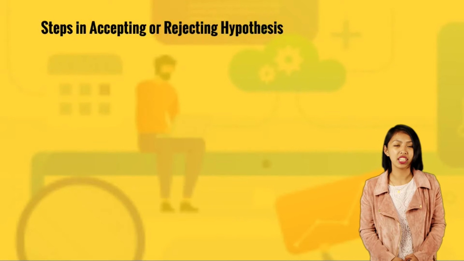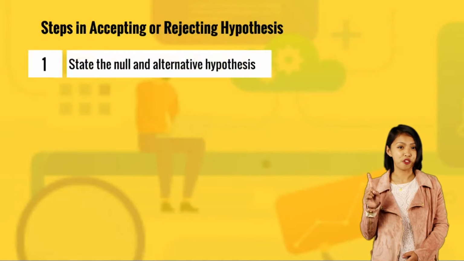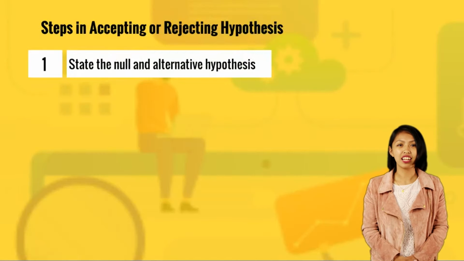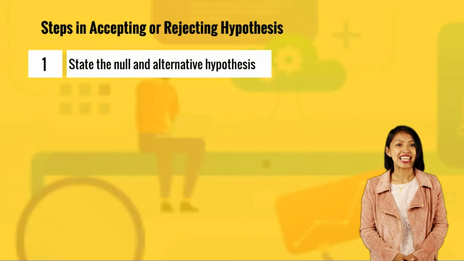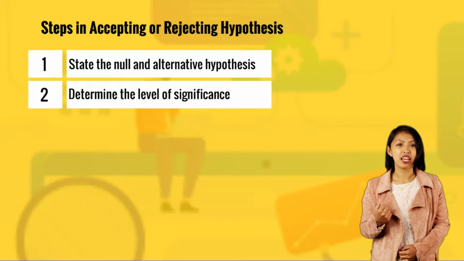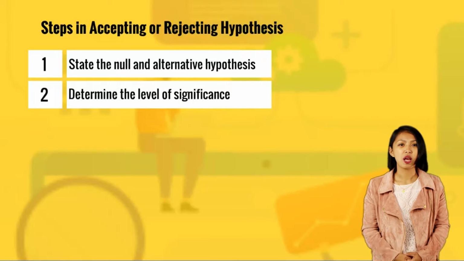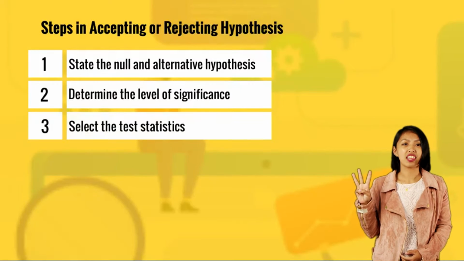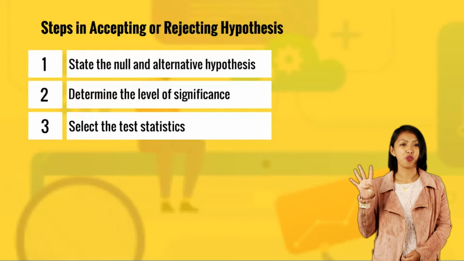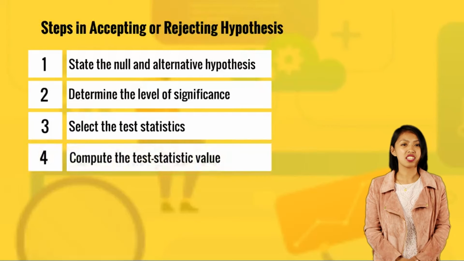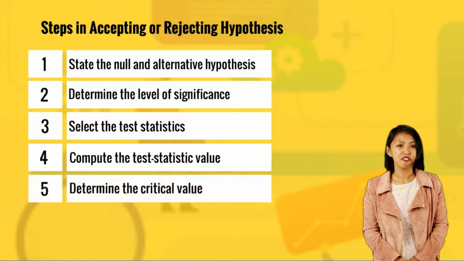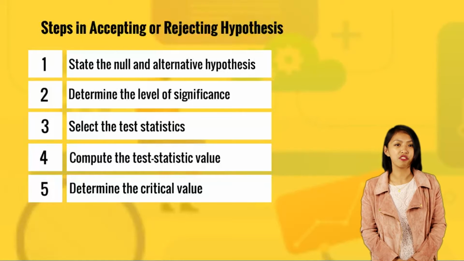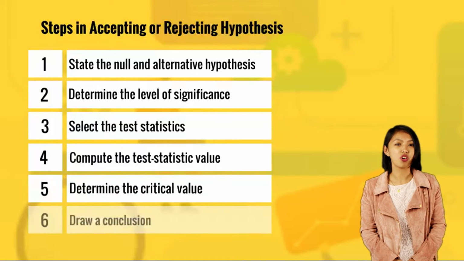Let us recall the steps in accepting or rejecting a hypothesis. First, we state the null and alternative hypothesis. Second, we determine the level of significance. Third, we select the test statistics. Fourth, we compute the test statistic value. Fifth, we determine the critical value. And lastly, we draw a conclusion.